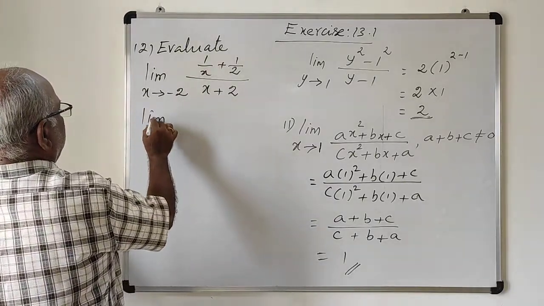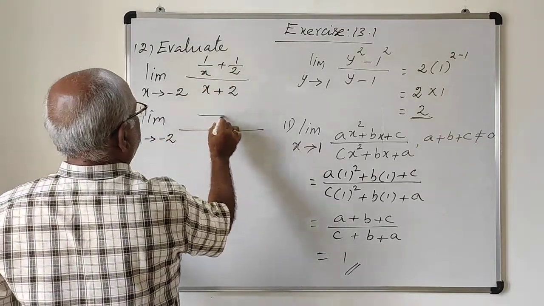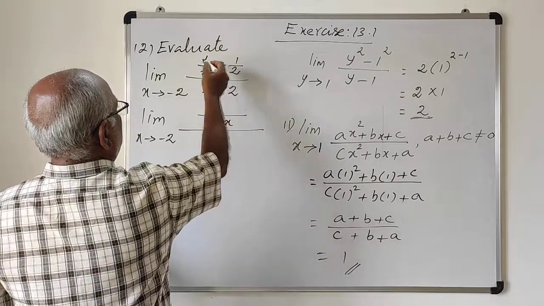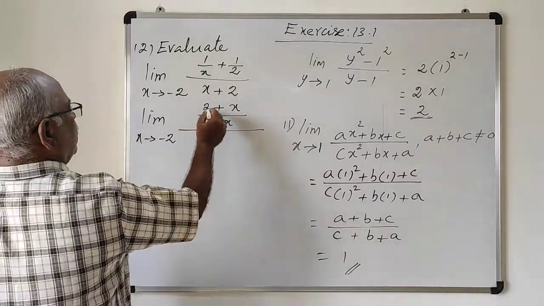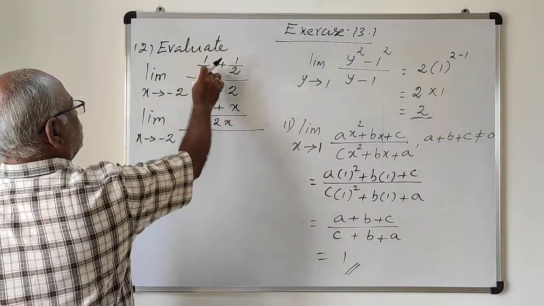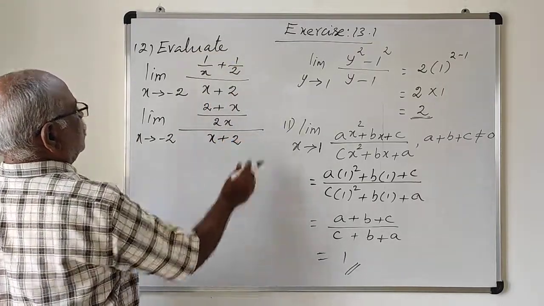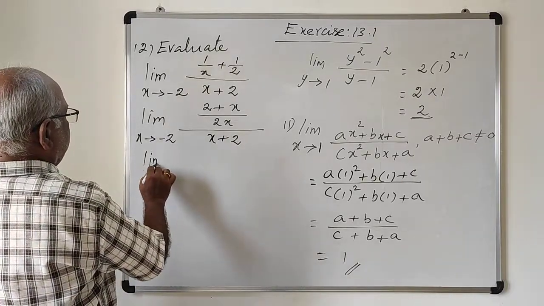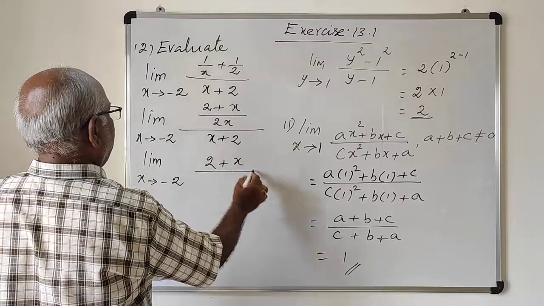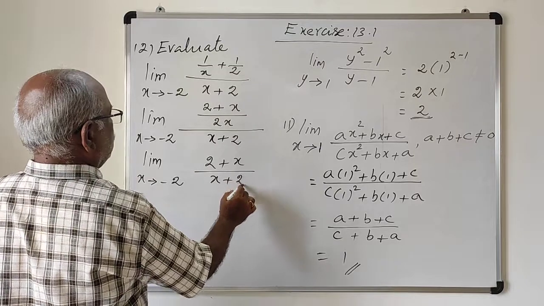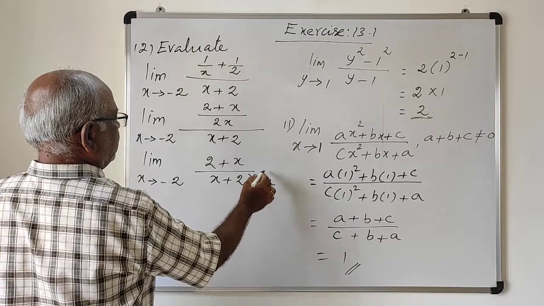So this problem I can rewrite as limit x tends to minus 2. In the numerator I can take LCM as 2x. Therefore 2 into 1 is 2, plus x into 1 is x. By taking LCM as 2x, 2x divided by x is 2, 2x divided by 2 is x. So we get (2 plus x) by (x plus 2), and the numerator's denominator 2x becomes the denominator.